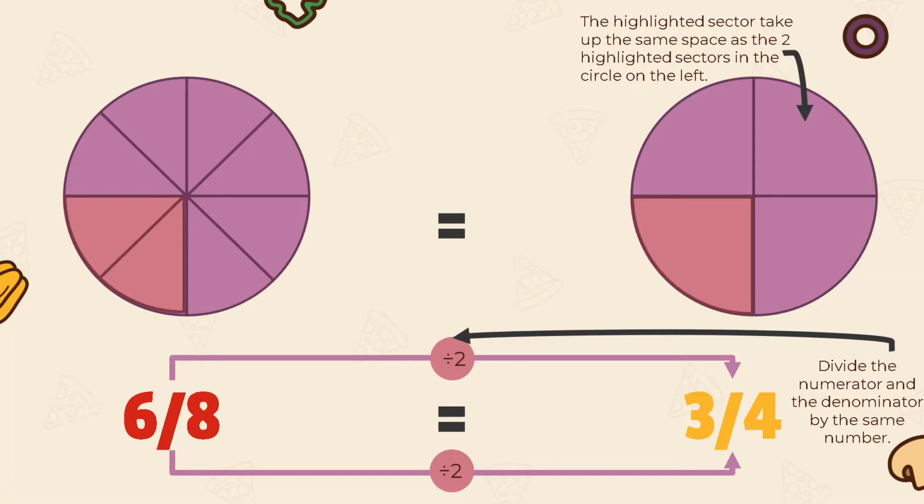And if you look at the diagrams, you can see that in diagram 2, the highlighted sector takes up the same space as the two highlighted sectors in diagram 1, or in the circle on the left.